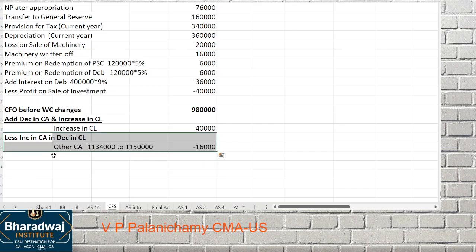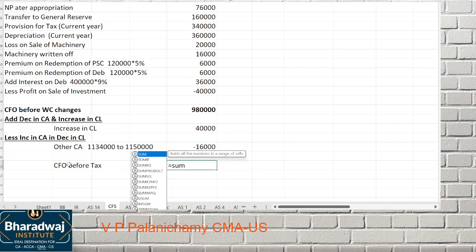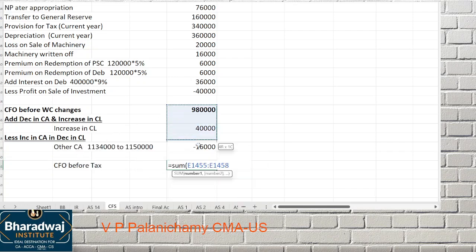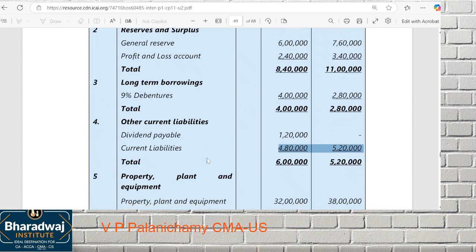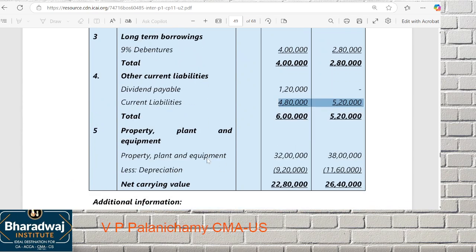Adjust up to this, you get CFO before tax. What is the CFO before tax? 10 lakh 4,000 less tax paid. What is the tax paid? Tax paid given in the question? No.